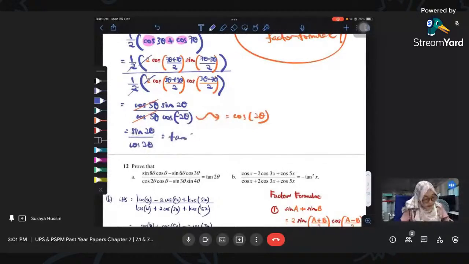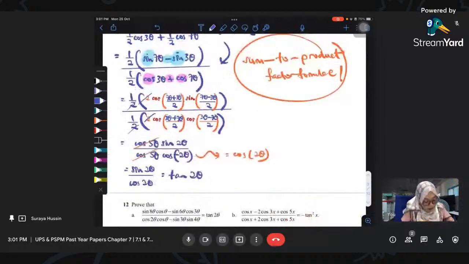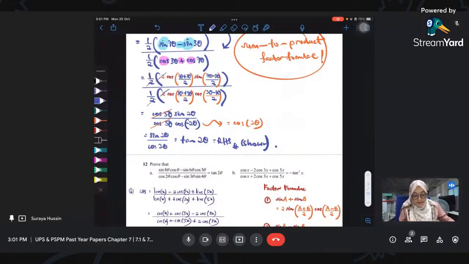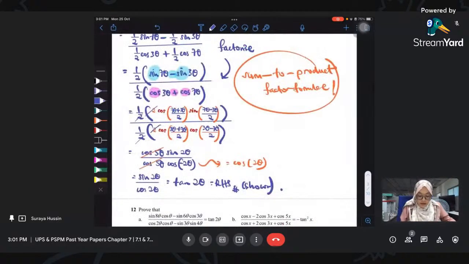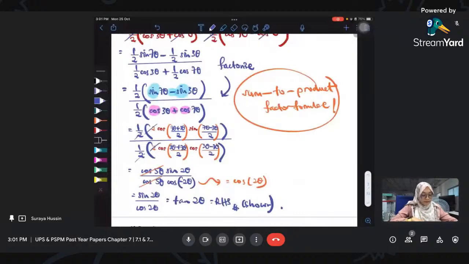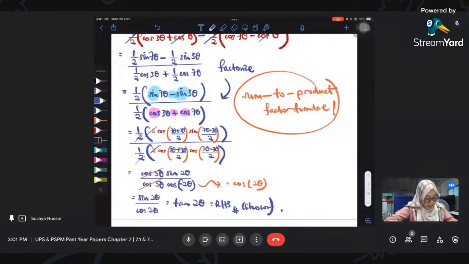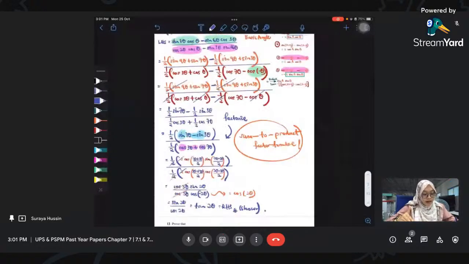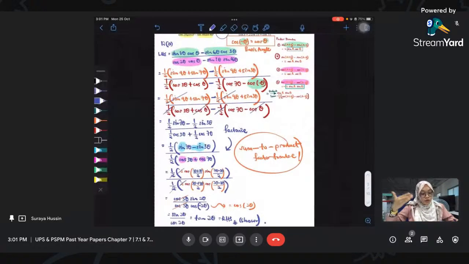Is it the same? Yeah. There goes our tan 2 theta on the right hand side. Shown. Ta-da. Yeah, that is our answer. Untuk soalan ni lah. So basically you kena bermain dengan product to sum and then sum to product balik at the end. So this is actually quite panjang lah kan.